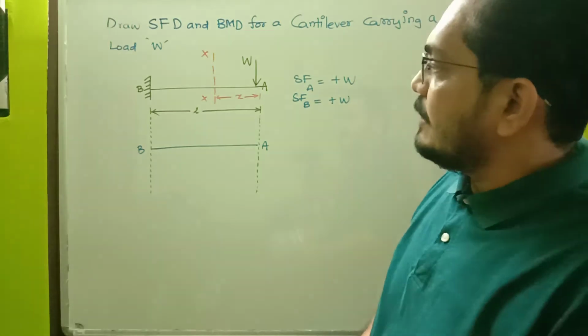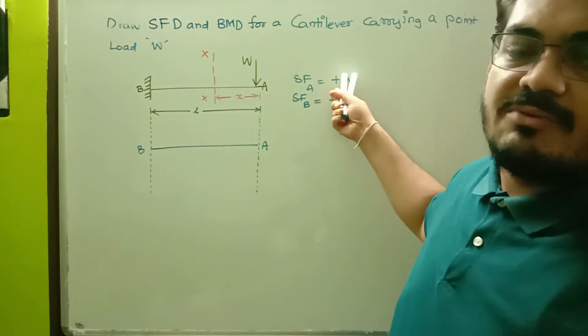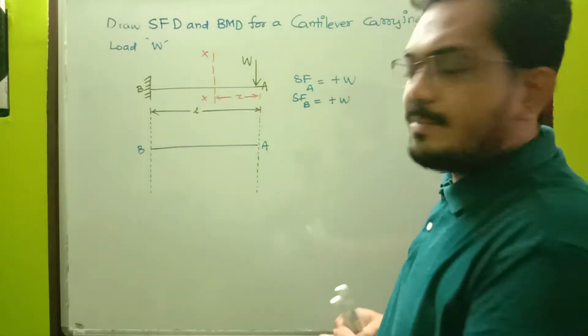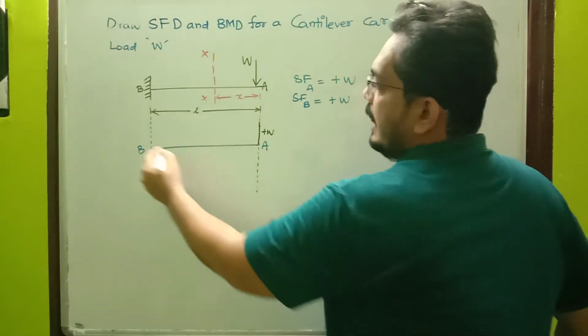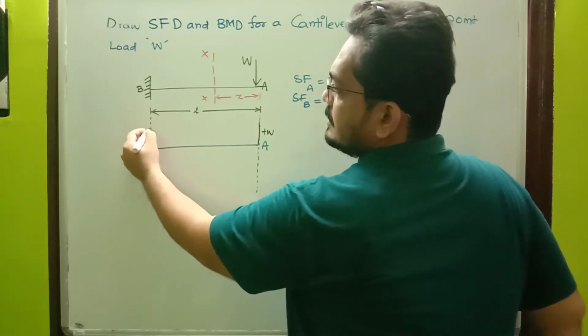Now the values which I obtained here: the shear force at point A will be equal to plus W. So I am indicating plus W in the upward direction. So this is plus W, and exactly at point B again it is equal to plus W.